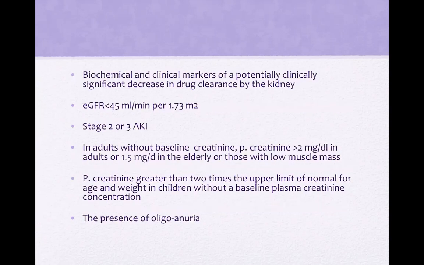There are certain biochemical and clinical markers which can potentially help a clinician to see if the drug clearance is significantly decreased. One, if the GFR is less than 45. Two, a stage 2 or 3 AKI. Three, in adult patients without a baseline creatinine, a creatinine value of more than 2 in adults or more than 1.5 milligrams per deciliter in elderly or those with low muscle mass, or a plasma creatinine which is greater than 2 times the upper limit of normal for the age and weight in children without a baseline value, and the presence of oligoanuria. These few biochemical and clinical markers will warrant a physician that the drug clearance of the kidney may be significantly impaired.